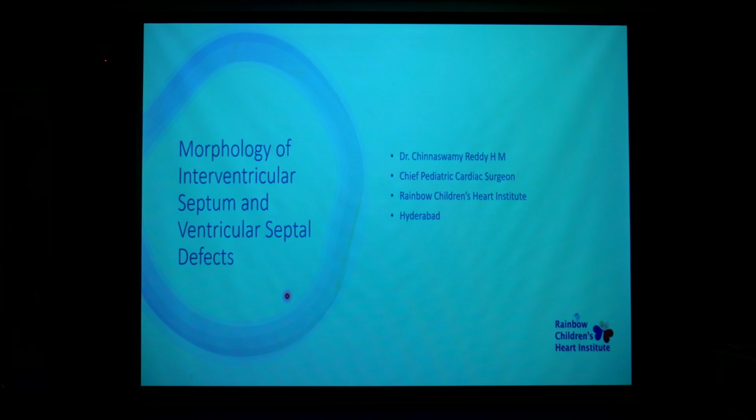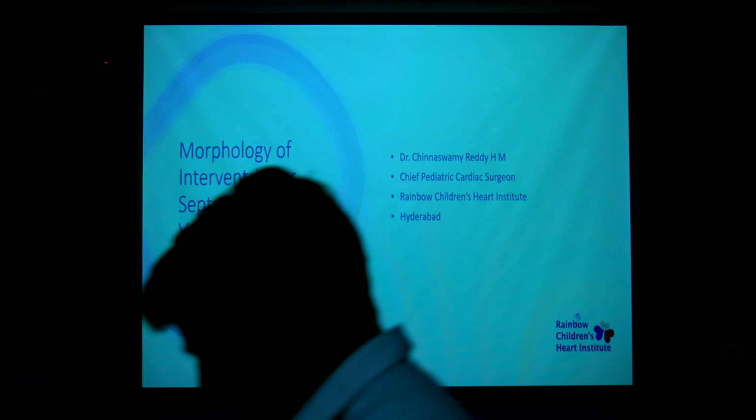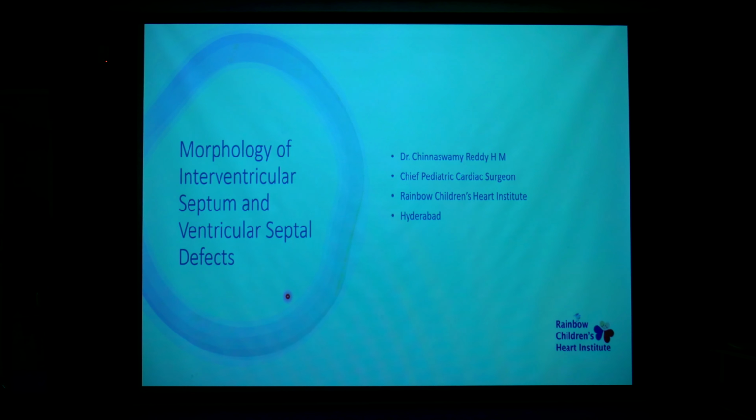Now I'll go on to the morphology of the interventricular septum. My professor used to say, if you can understand the interventricular septum of the heart, the morphology, you can understand the whole of the heart. I hope it's audible. Yeah, thank you. You can understand the whole of the heart.